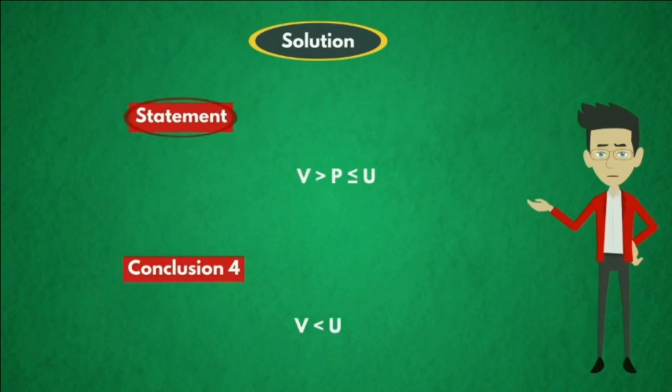So here, V greater than P less than or equal to U. So we can directly write this V less than or equal to U. But in the conclusion, it is V less than U. So conclusion 4 is false.